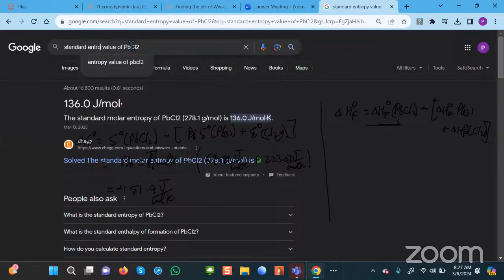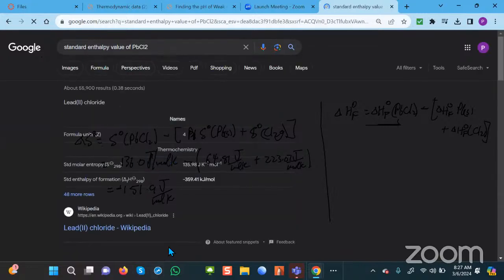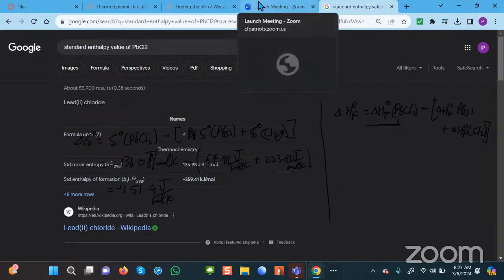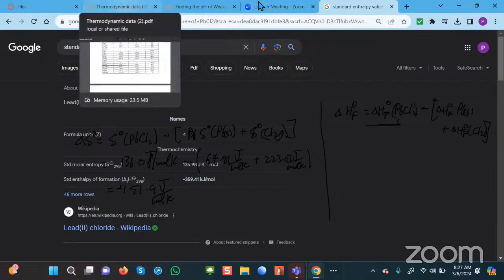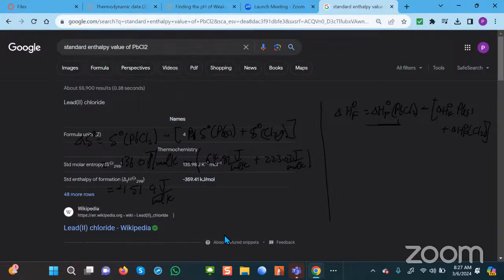So this time we'll be looking for the standard enthalpy value of lead 2 chloride. Let's see what we have here. So according to the information here, that value is minus 359.41. So basically, we're going to put that here. So that would be minus 359.41 kilojoules per mole.